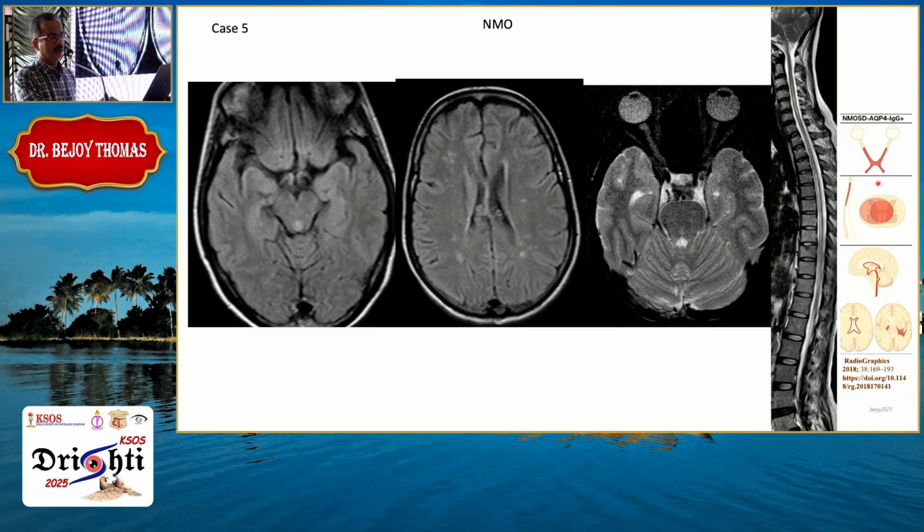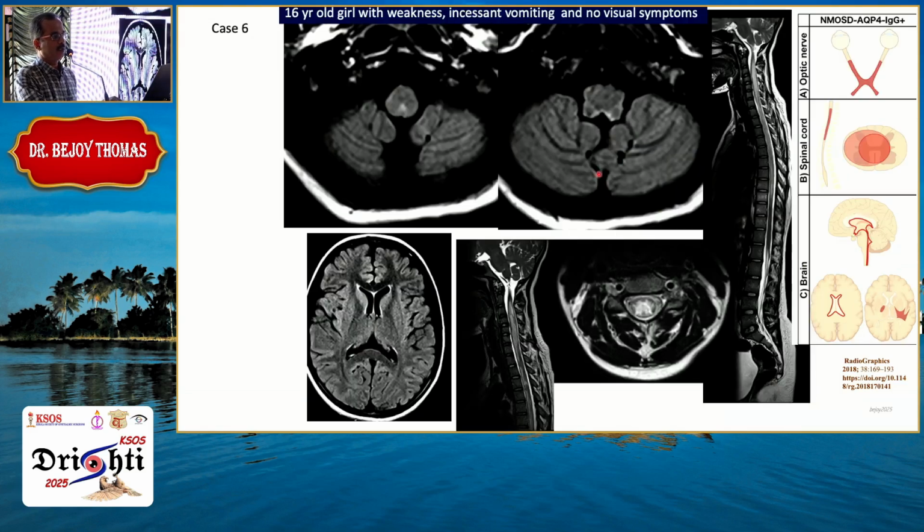Here bilateral optic nerve as well as the chiasm can be involved, and it can even present with persistent vomiting, because it is involving the area postrema regions, you can see this. In this case, you have to very carefully look at the FLAIR images, these areas, the area postrema, that's why the patient is having recurrent vomiting or sometimes intractable hiccups or cough. And this is how it looks like.